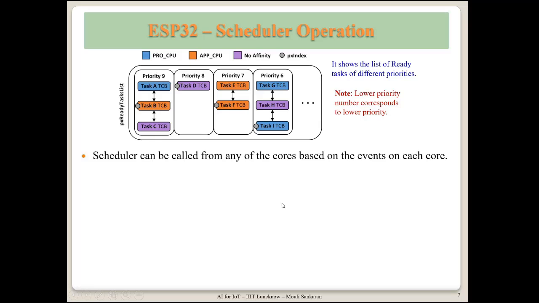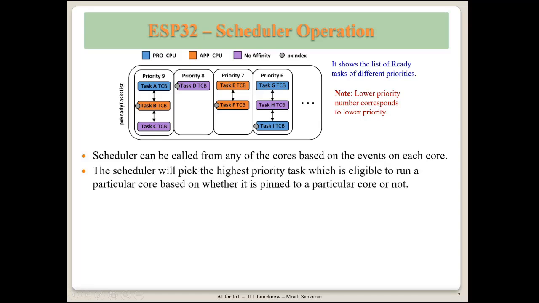Now, how is it implemented? I will tell you a little bit. I am not going into the details of our task here. The scheduler can be called from any of the cores based on the events on each core. The scheduler will pick the highest priority task that is eligible to run on a particular core, based on whether it is pinned to a particular core or not.